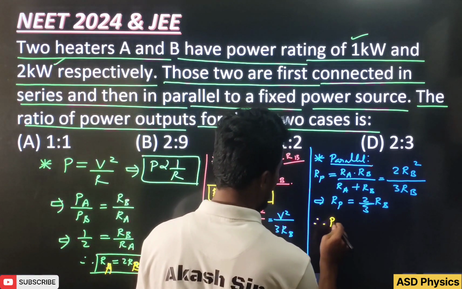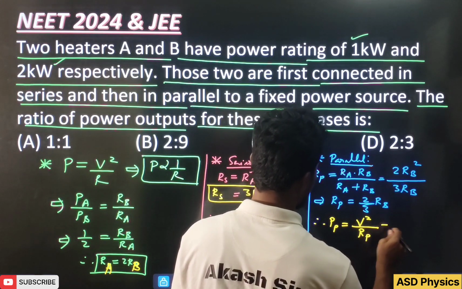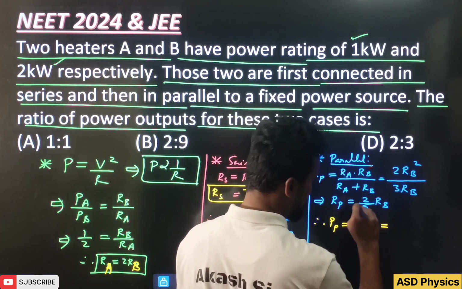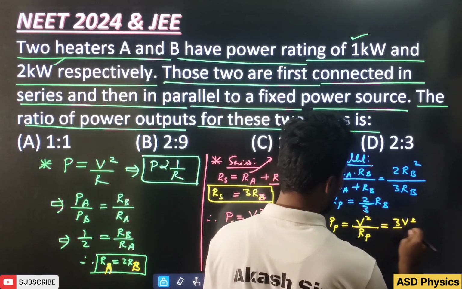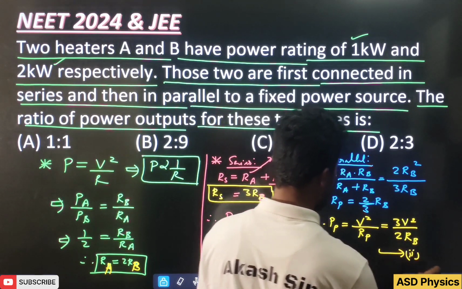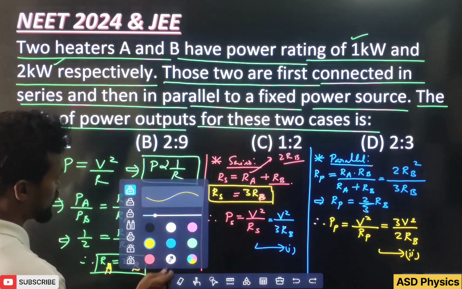Now next one. If I write the power in parallel connection, again it is V square by RP. So kindly put the value of RP, 2 by 3RB. The 3 will go up, so it is 3V square by 2RB. This is equation 2. So we have got this one. Now what we need is the ratio.